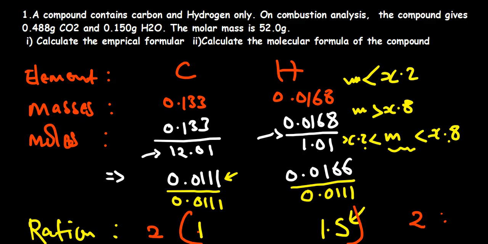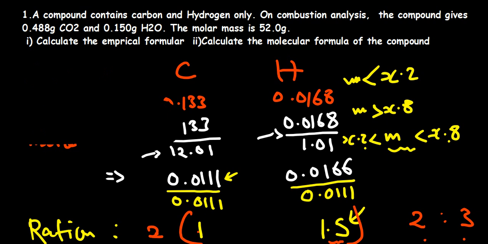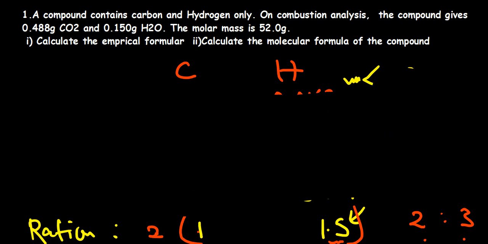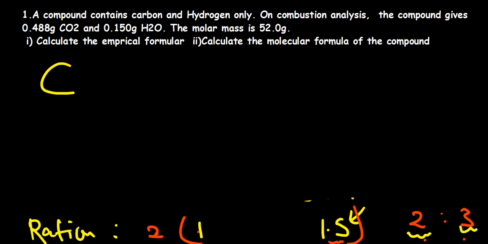So let's write the empirical formula now here. For the carbon we have a 2, and for the hydrogen we have a 3. So the empirical formula will just be C2H3. So this one here is our empirical formula. Okay, so we've answered the first part there for the empirical formula.